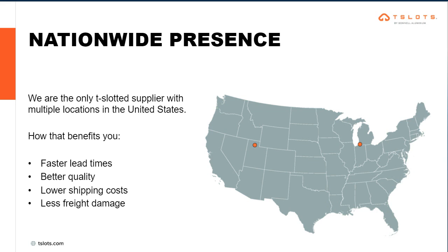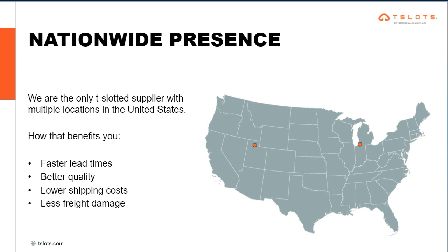And so from my end, how does that benefit you guys, the customers? Really the big one is faster lead times. Instead of everything coming out of one plant, we're now going to be able to split that up, which means that we're going to have more capacity and more time to be able to work on projects for you guys. Better quality, really that means that, because we are vertically integrated, we're going to be providing a better product for you. Lower shipping costs. This is a huge one.